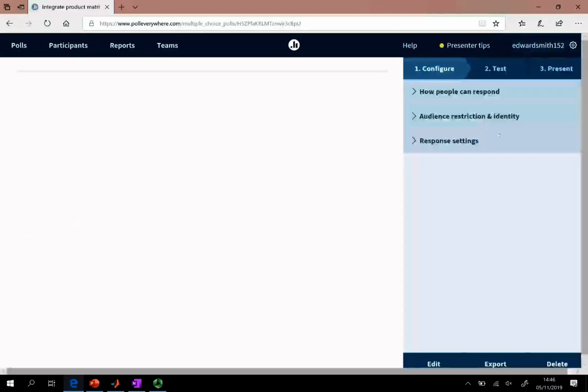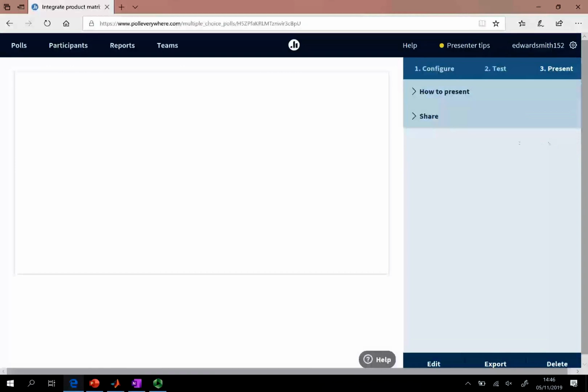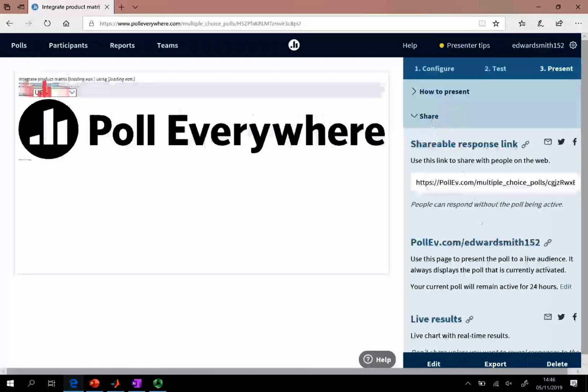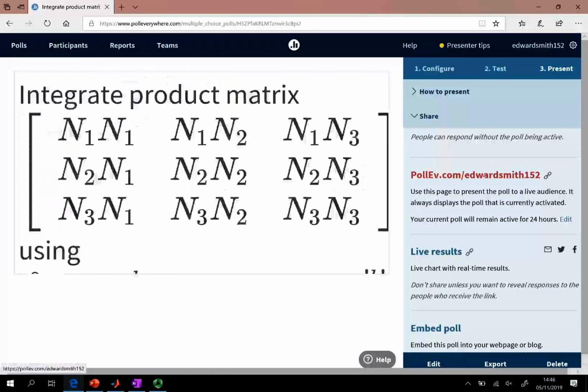Okay, so it's the same link as before. I think it's Edward Smith 152. Here we go.